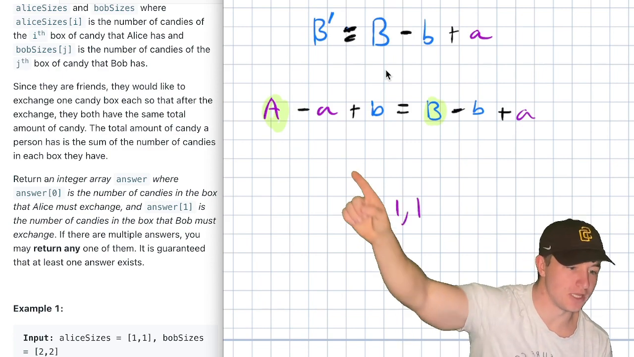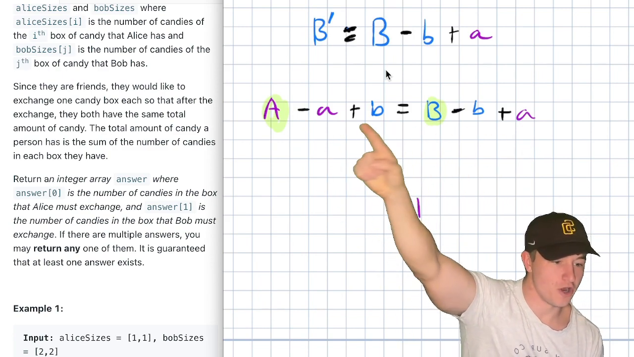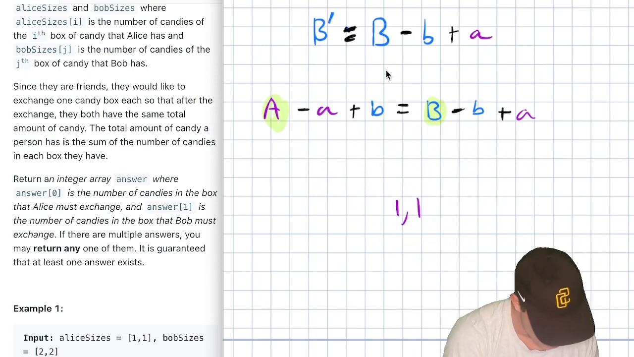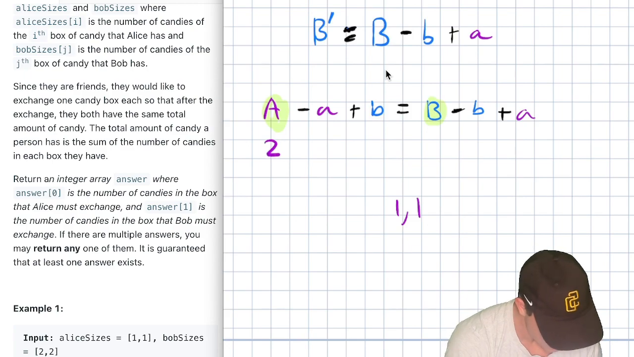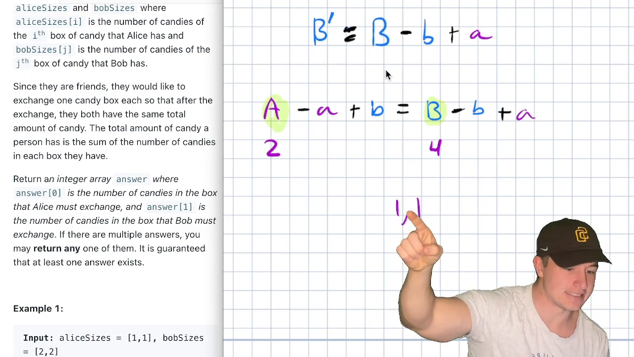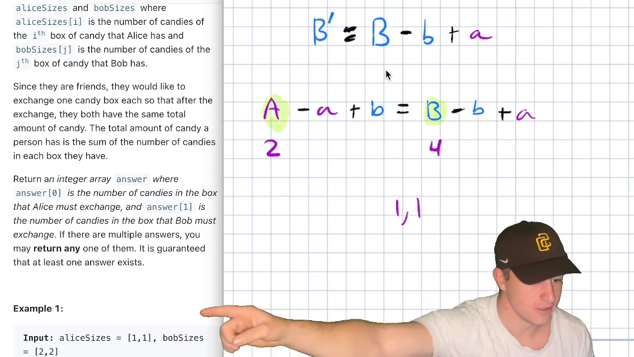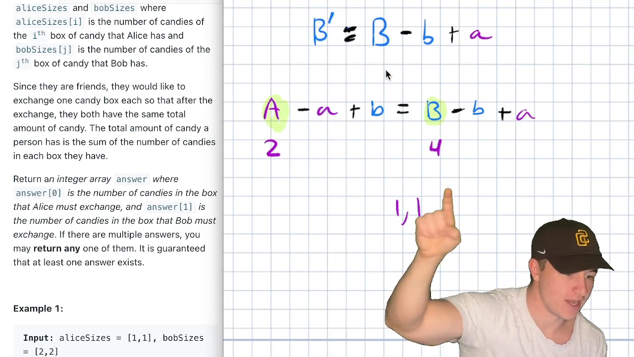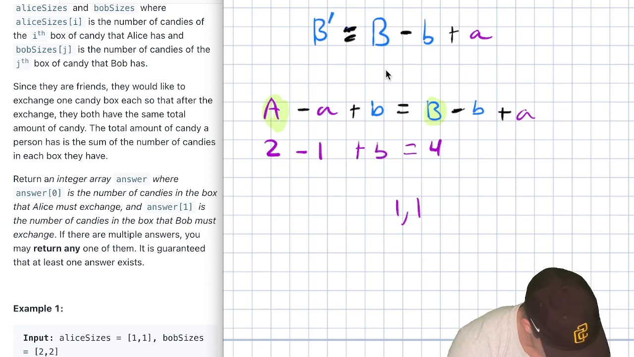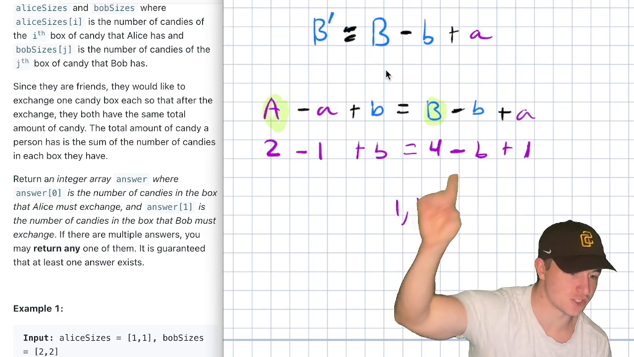She had 1 and 1. So what we could do is plug in the a's. We already know what the big A's and the big B's are, so all we'd have to do is solve for b. We know that Alice has 2 initially. We know that Bob has 4 initially. If I use one of the a's that Alice has, which is 1 right over here, I could subtract that out and say 2 minus 1 plus b equals 4 minus b plus 1. And then I could solve for b.